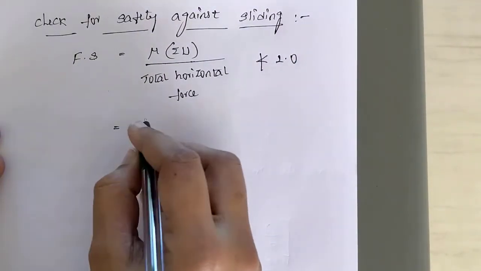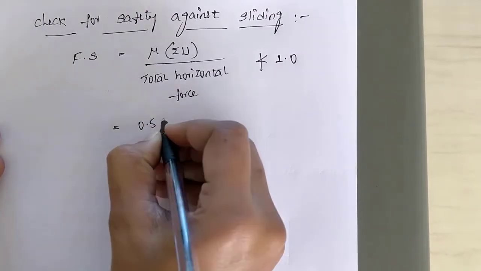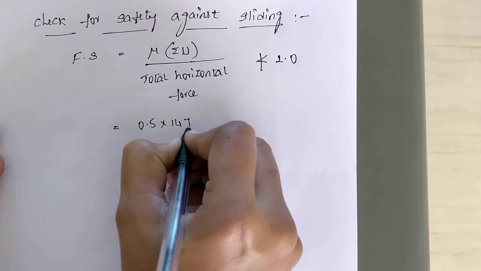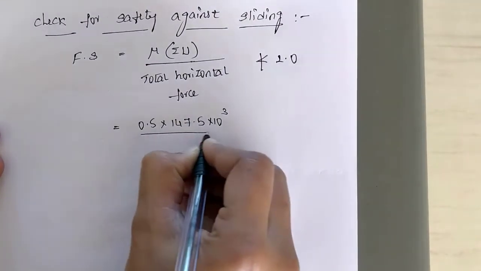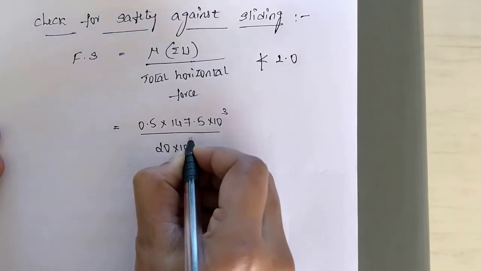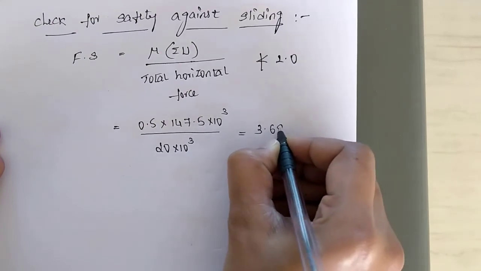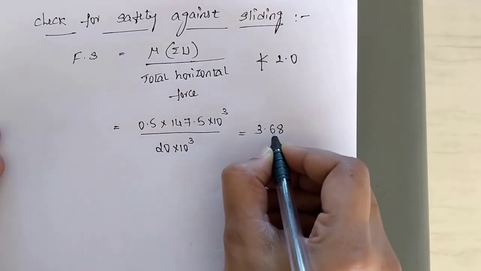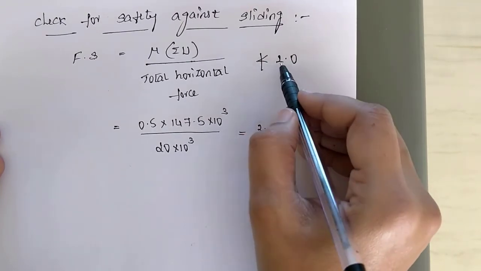Substitute the values. Mu, the coefficient of friction, is given in the problem as 0.5. Summation W is 147.5 into 10 to the power of 3. The total horizontal force is 20 kilonewton, 20 into 10 to the power of 3. Calculated, you will get 3.68. 3.68 is more than 2. That value should not be less than 2.